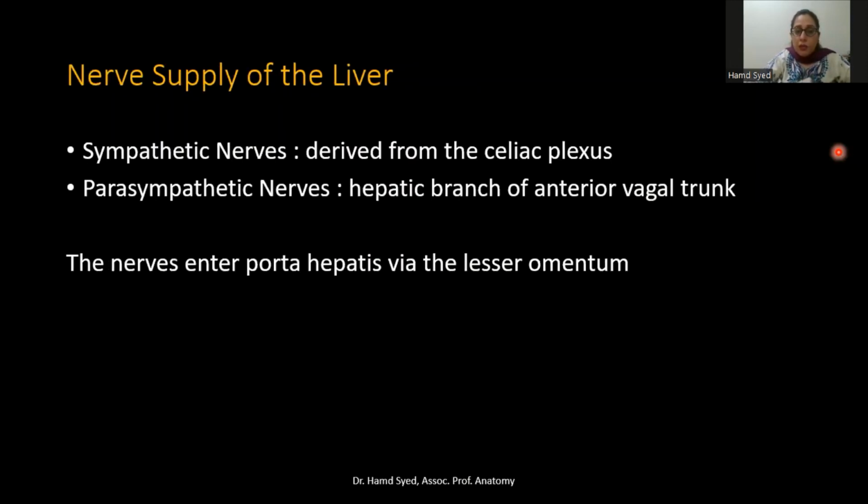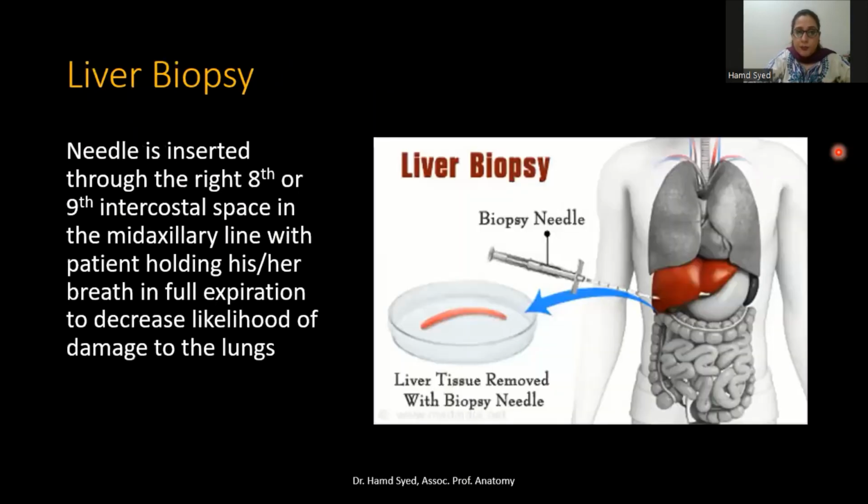Nerve supply of the liver is by sympathetic nerves, which are derived from the celiac plexus, and parasympathetic nerves, which are derived from the anterior vagal trunk, and these nerves enter Porta Hepatis via the lesser omentum.